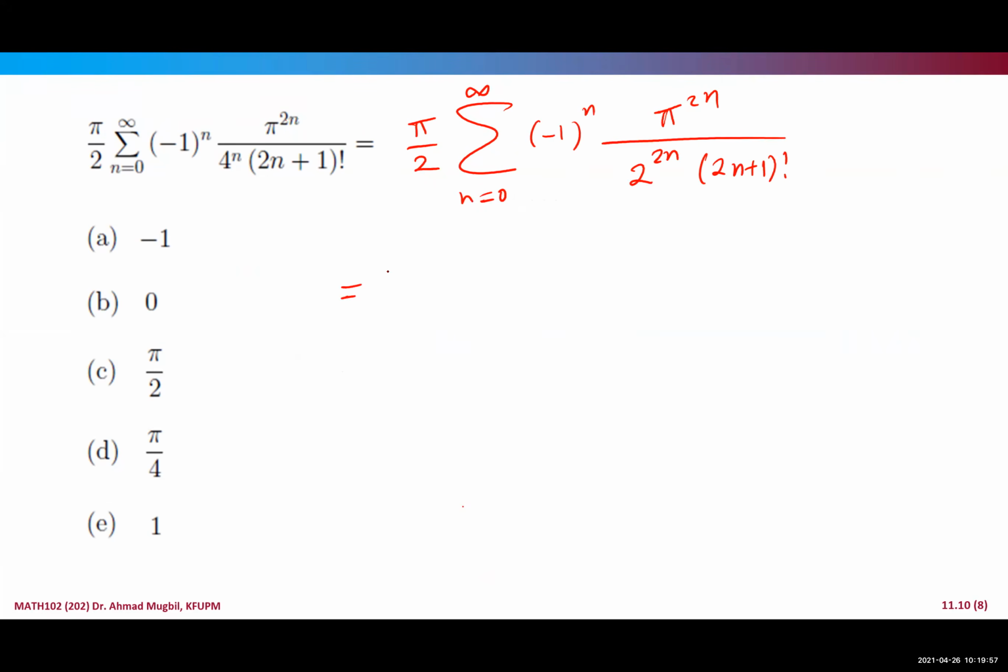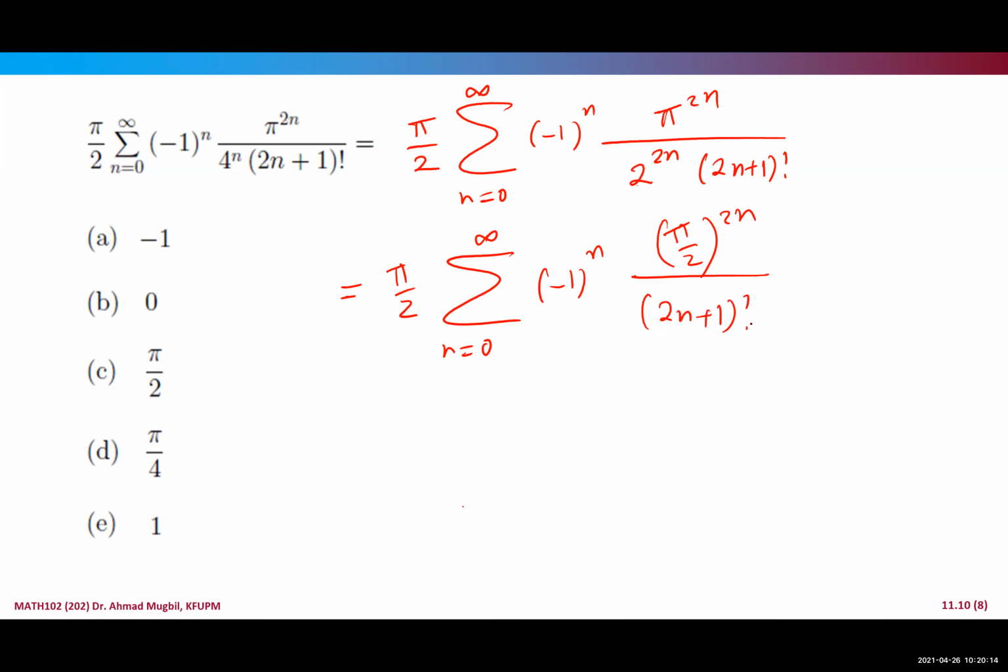So look, this equals pi over 2, sum from n equals 0, of negative 1 to the power n, times pi over 2 all to the power 2n, over 2n plus 1 factorial. I think I did this in the recorded video of yesterday. I remember it now, but not for you, for the next section. Now, if you notice, this pi over 2 can be multiplied inside. Multiply pi over 2 by this pi over 2, so you will have pi over 2 all to the power 2n plus 1, over 2n plus 1 factorial.